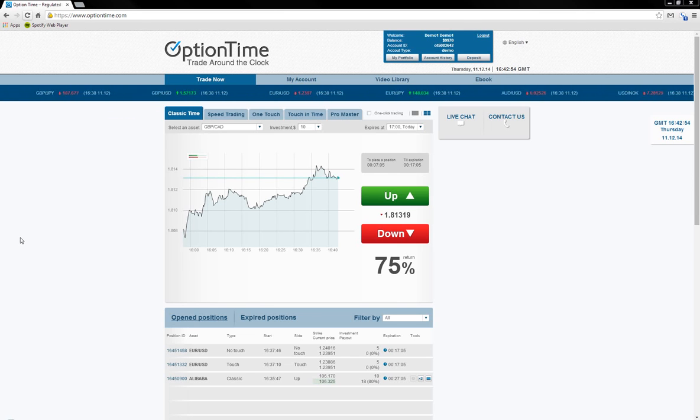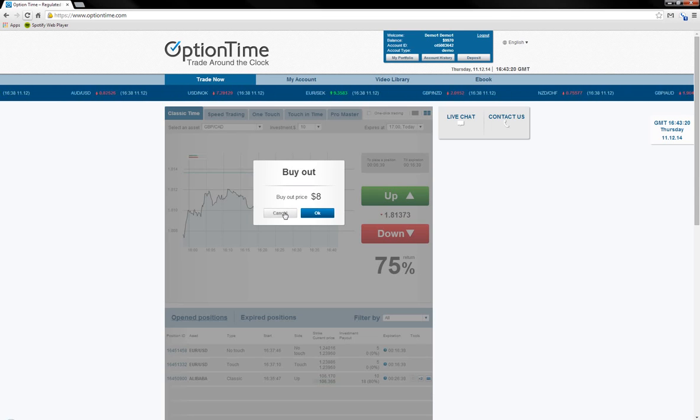They have a pretty clean interface. They are also a relatively new broker. No bad reviews or anything on them quite yet. They offer 5 different ways to trade: classic time, speed trading, one touch, touch and time, and pro master. I'll go through each one of those at a time.